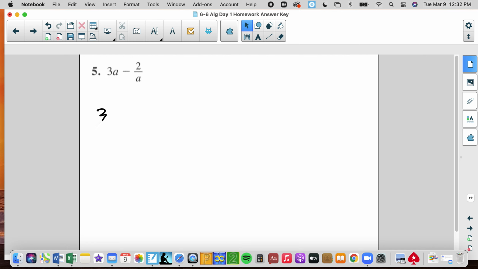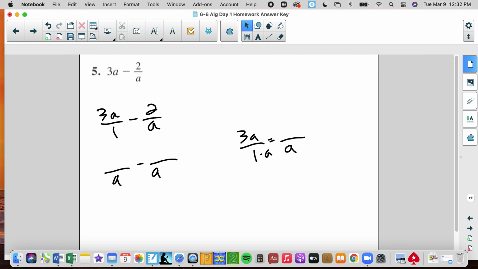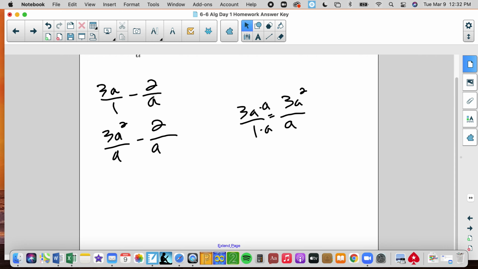Again, 3a over 1 minus 2 over a. Common denominator is going to be a. Let's find an equivalency. 3a over 1 equals how many a's? We're going to multiply that by a. 3a times a is 3a squared. And 2 over a stays as that. Let's combine it. 3a squared minus 2 over a.